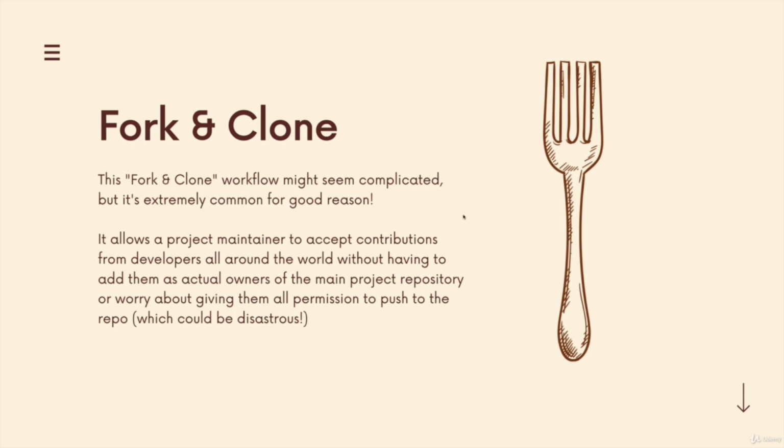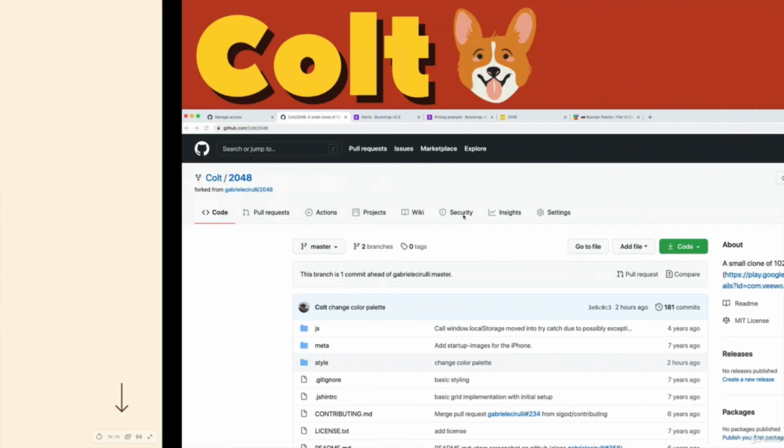So this allows us to work with tons and tons of people without having to have direct collaborators added to a repo. So now I'm going to demonstrate this fork and clone workflow on very, very simple terms, but the workflow is the same. We're just going to work on a very silly repository.